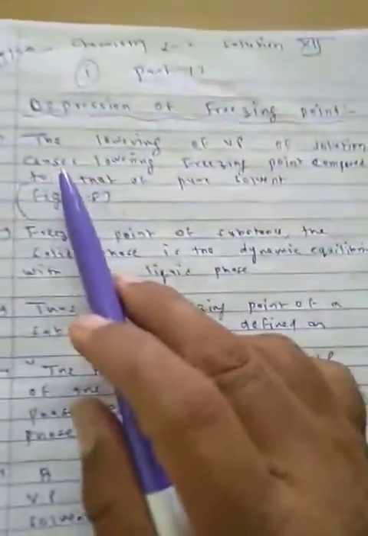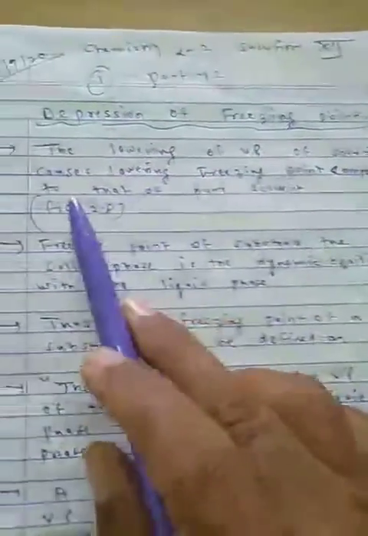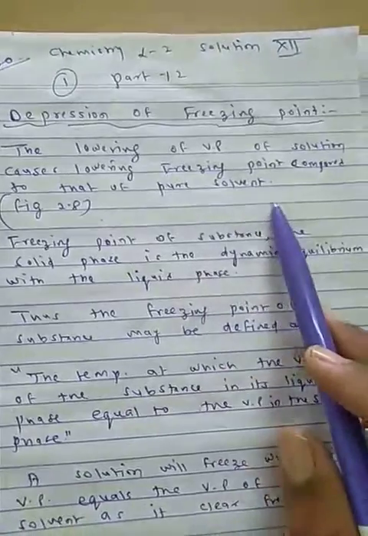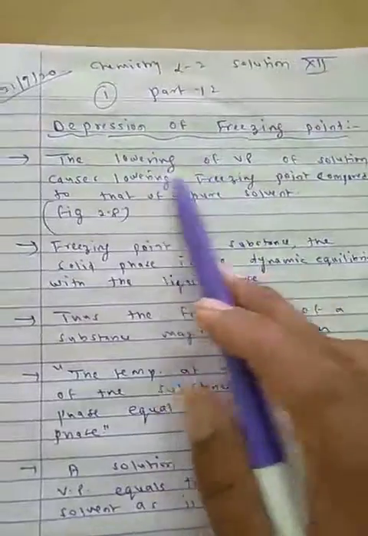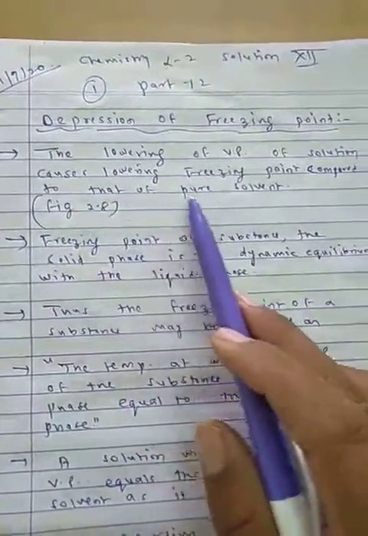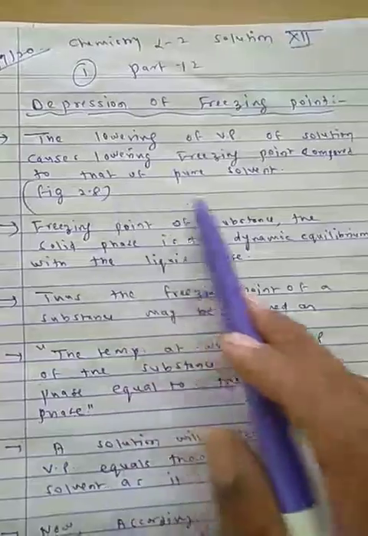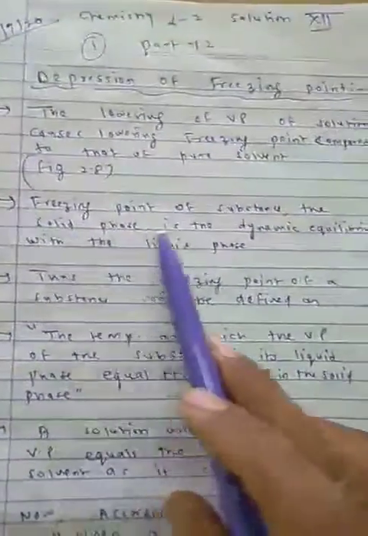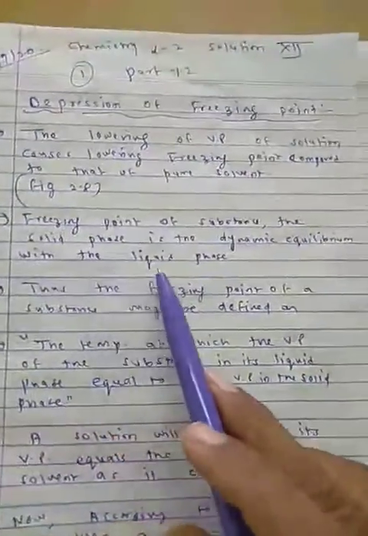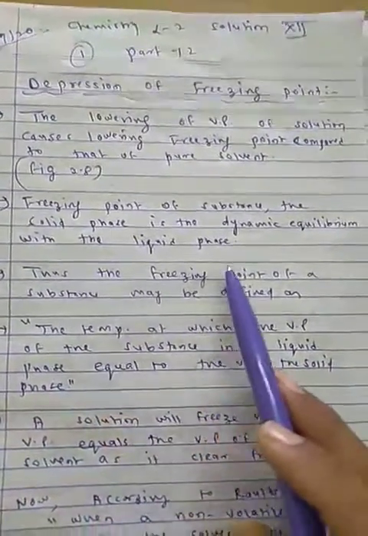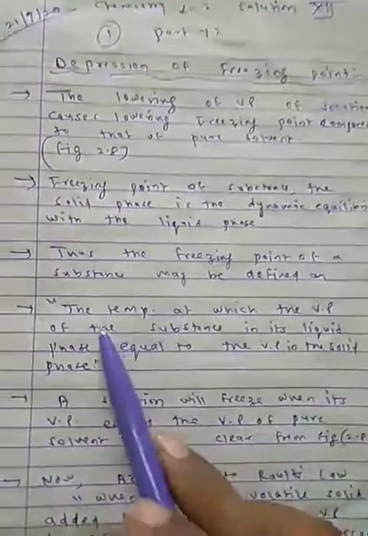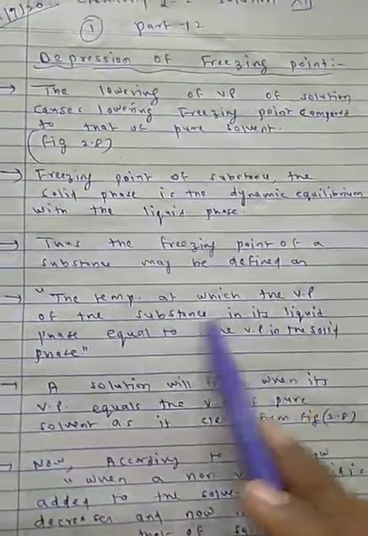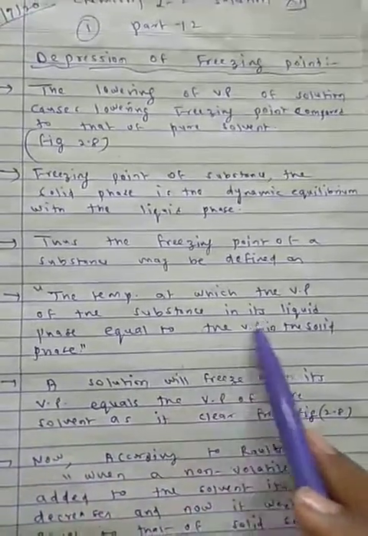Now we are starting depression of freezing point. The lowering of the vapor pressure of a solution causes lowering of freezing point compared to that of the pure solvent. For the freezing point of a substance, the solid phase is in dynamic equilibrium with the liquid phase. Thus the freezing point of a substance may be defined as the temperature at which the vapor pressure of the substance in its liquid phase is equal to the vapor pressure of its solid phase.